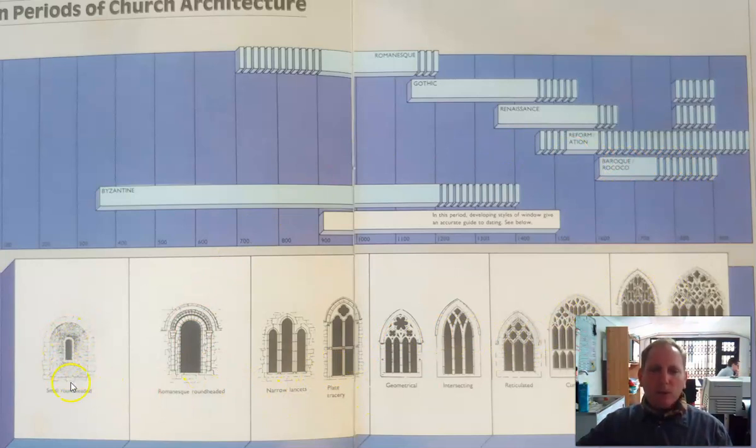Early stuff looked like that. The Romanesque is round. And then we start to get the lancet, what's called a lancet window, a pointed window, which is essentially a Gothic window. But this is kind of pre-Gothic, the early stuff. And then we're going into proper Gothic. And then it really widens out in the later stuff.